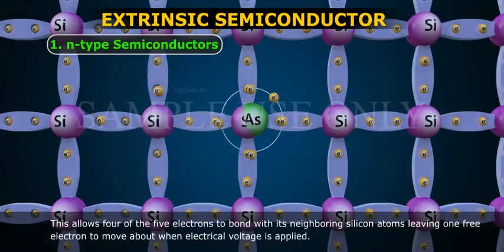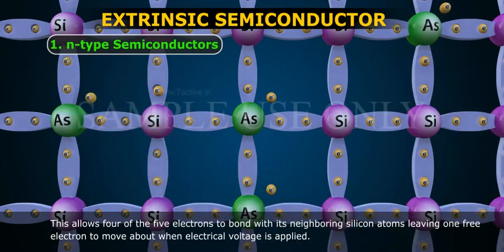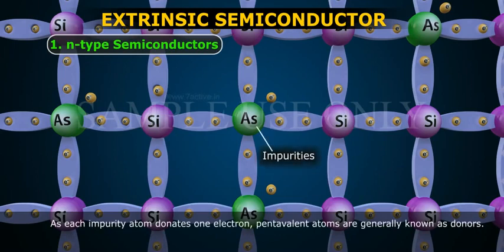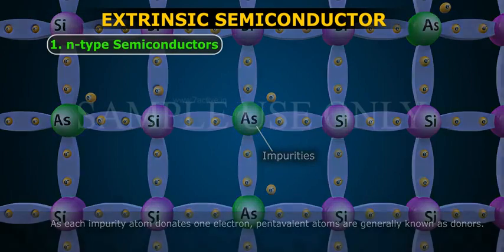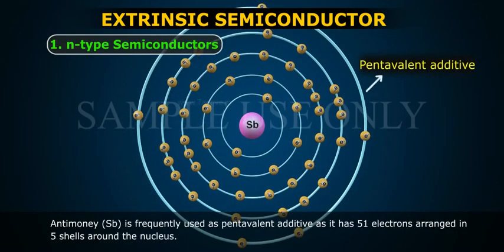This allows 4 of the 5 electrons to bond with its neighboring silicon atoms, leaving 1 free electron to move about when electrical voltage is applied. As each impurity atom donates 1 electron, pentavalent atoms are generally known as donors. Antimony, Sb, is frequently used as a pentavalent additive, as it has 51 electrons arranged in 5 shells around the nucleus.